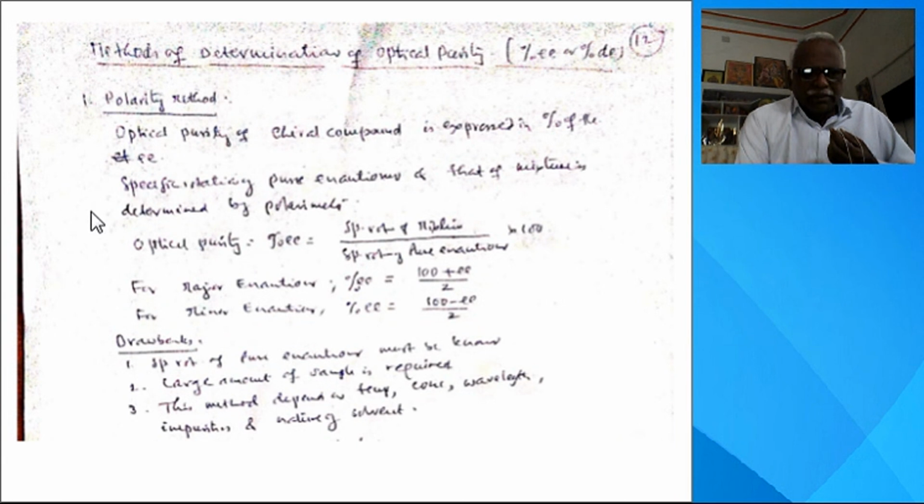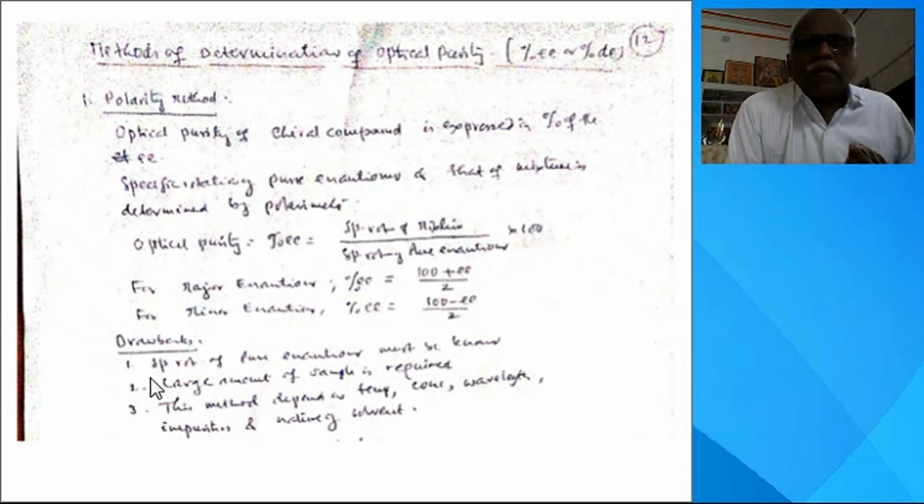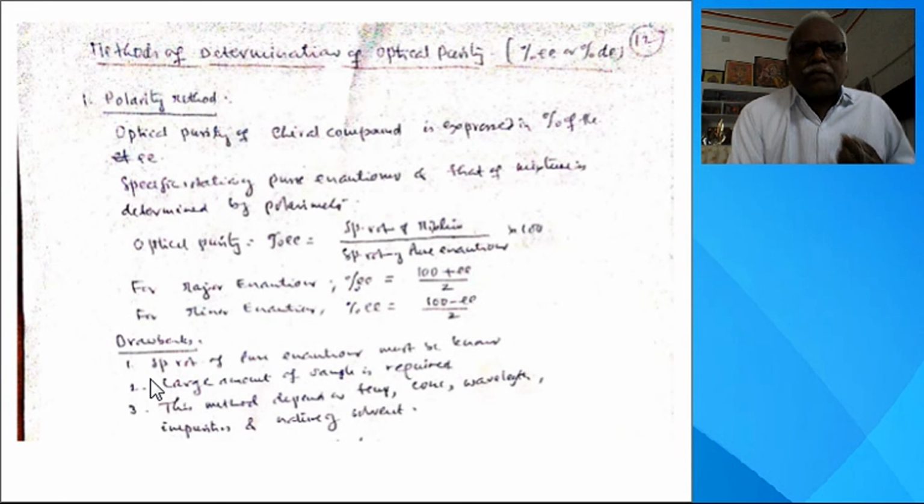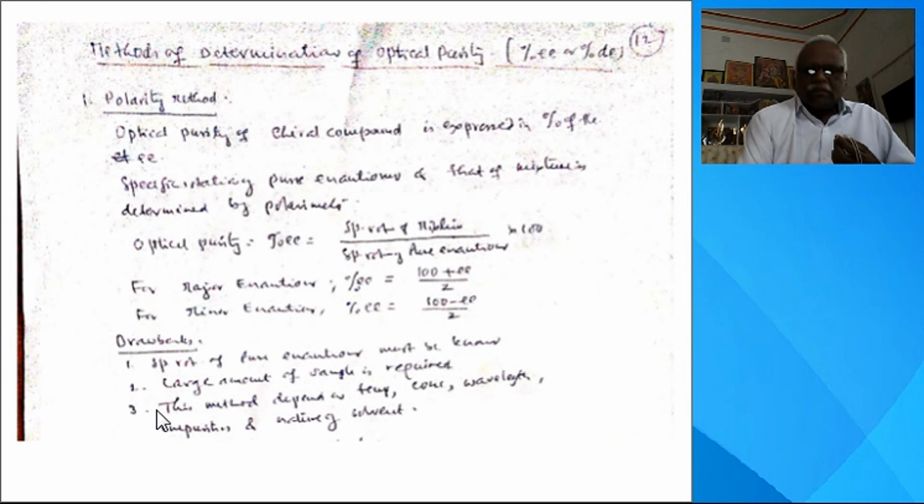This polarimetry method has some drawbacks, because you have to measure the optical rotation of the substances, which is a very difficult process, and we can't measure accurately. A large amount of sample is required, and this method depends on temperature, concentration, and the wavelength of the light used, such as sodium light. Therefore, this is not the advisable method. So we will take up another method.